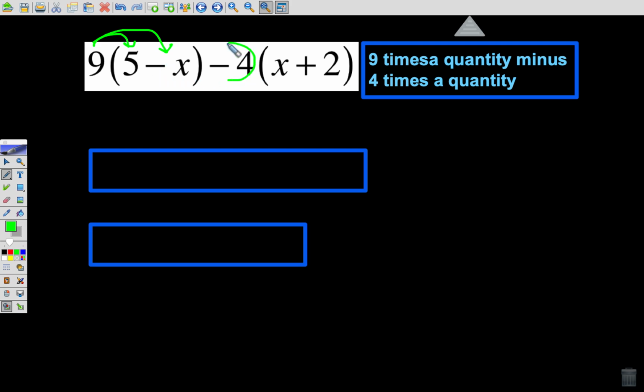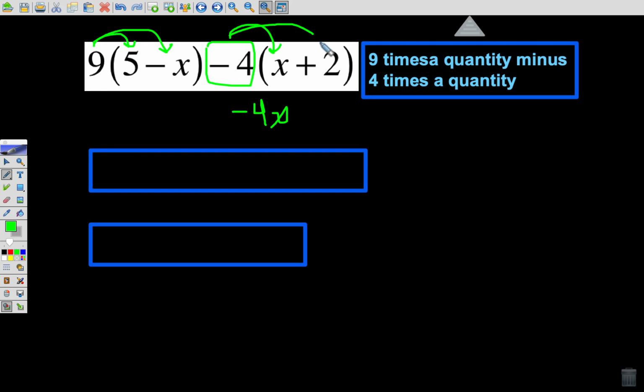But here we have a negative 4. You pretend that the 9 isn't even here. This 9 times a quantity is done. So this is a negative 4 that we're looking at. So if we take negative 4 and we multiply it by x, we're going to get minus 4x.